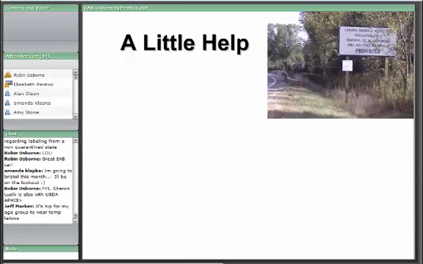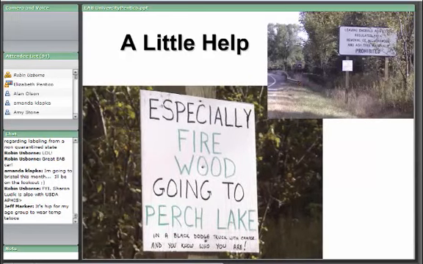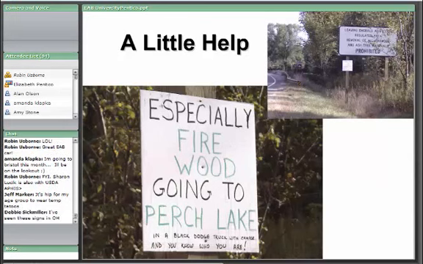I thought you guys might like to know. This is a sign that tells someone that they're leaving an emerald ash borer regulated area and that they can't take firewood or ash material. And if you'll notice, there's a smaller sign that is attached below. And here is that sign. It says, especially firewood going to Perch Lake in a black Dodge truck with camper, and you know who you are. Well, we appreciate all the help that we can get in our regulatory efforts, and I hope certainly that this person saw the sign and stopped what they were doing, and we appreciate very much the help from the public.